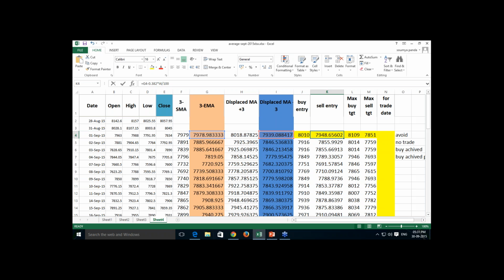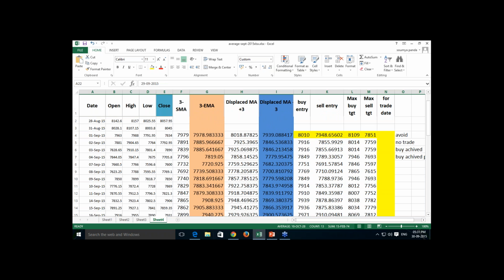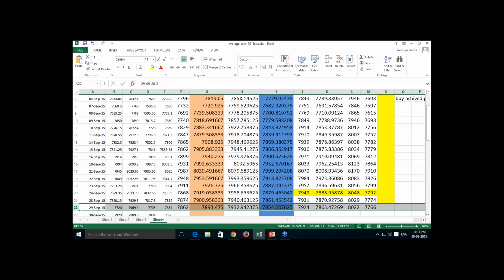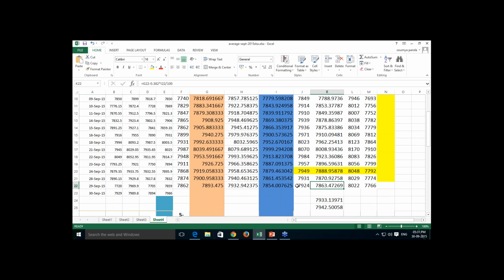Similarly for the sell entry. Once you have calculated the buy entry and sell entry, the maximum buy target and maximum sell target you can take from the growth retracement, which is 1.618. So this is how it is calculated. 29th September has ended, and here is your buy entry and here is your sell entry for 30th September. So this is your buy entry, this is your sell entry. All these calculations we have done.